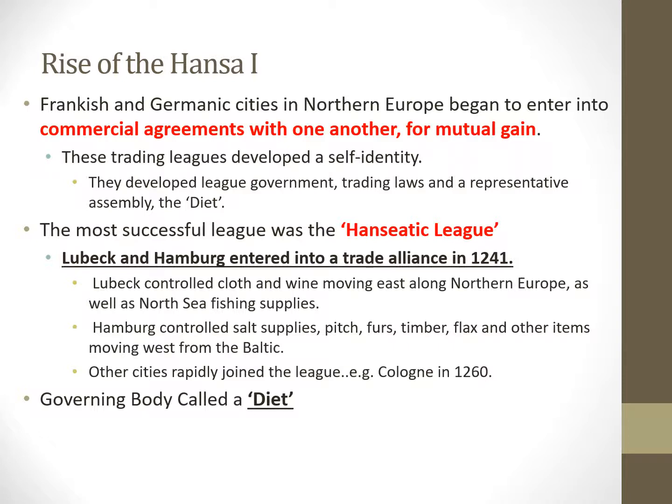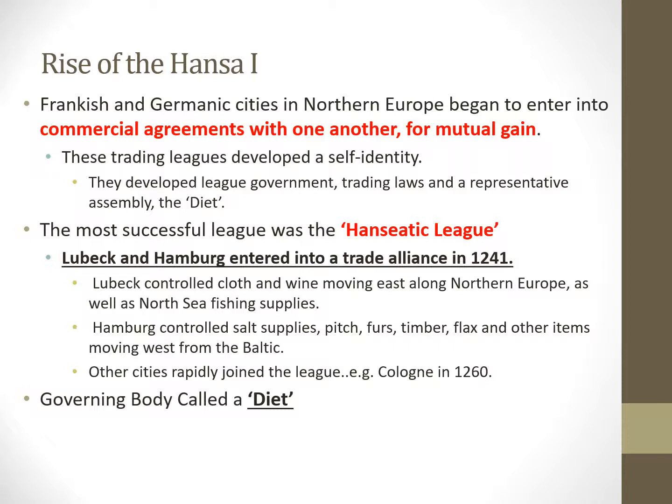Now, Frankish and Germanic cities in Northern Europe began to enter into commercial agreements with one another for mutual gain. So once you have a charter granted to a settlement, it grows into a city with a high degree of self-governance. It can then say, okay, let's look around for other similar urban communities and see if we can't strike up a trade deal. This is a bit like the way in which nations negotiate trade deals today.